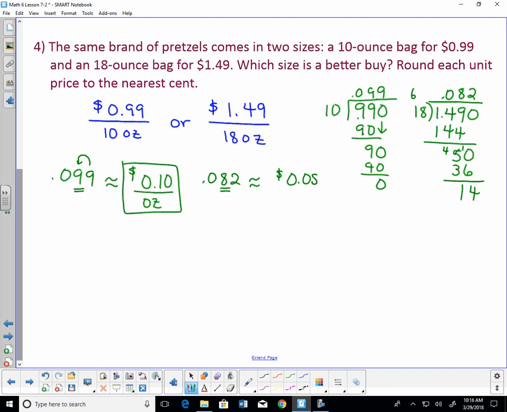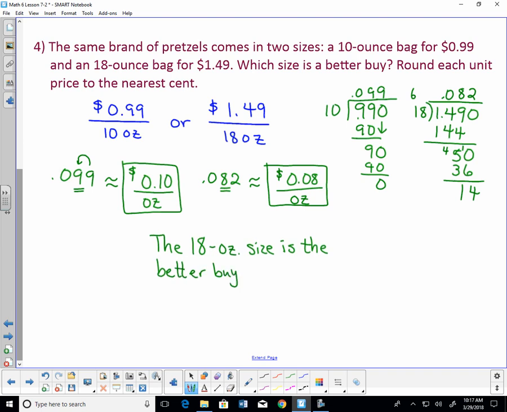So the 18-ounce bag costs 8 cents per ounce. The 10-ounce bag costs 10 cents per ounce. So the 18-ounce size is the better buy. Notice how we rounded each answer to the nearest cent and compared those prices to be able to determine which one was the better buy.